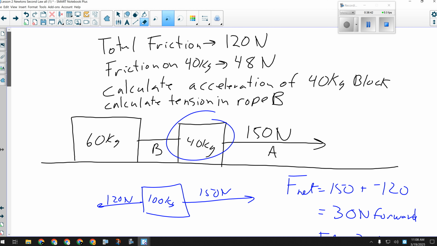Okay, so there's actually two ways for me to go about solving this. The fastest way is to use box A, to use the 40 kilogram box, sorry. So here's what I want to do. Since I'm having to find a force within the system, I'm going to identify part of the system that force is acting on. And I'm just going to isolate it.